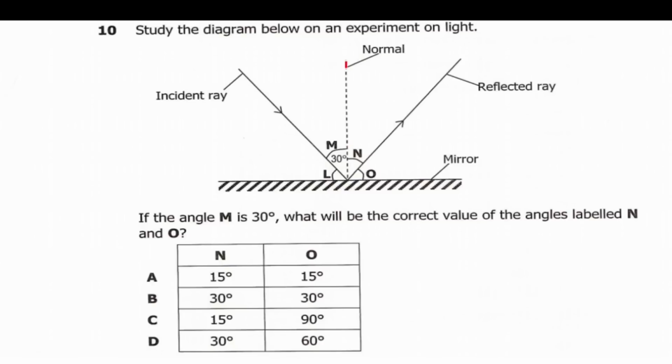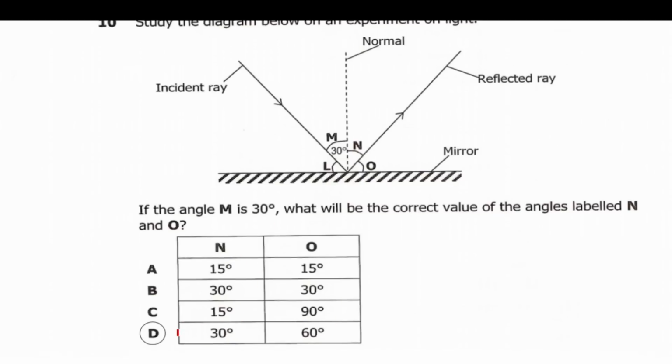So we know that the normal makes an angle of 90 degrees with the reflecting surface. So since we know the reflected angle is 30, if we say 90 minus 30, we'll get 60. So O has to be 60 and N here has to be 30. So our answer is D.